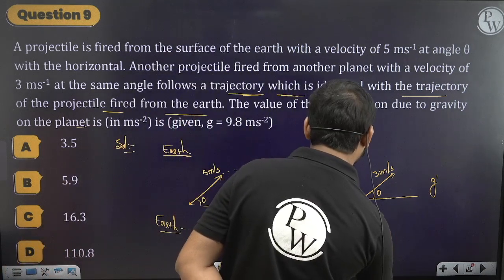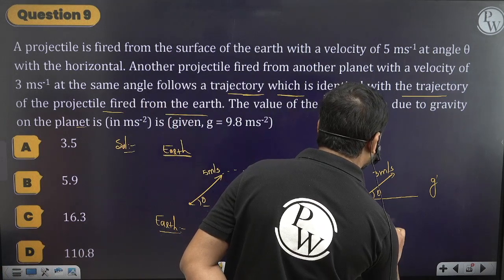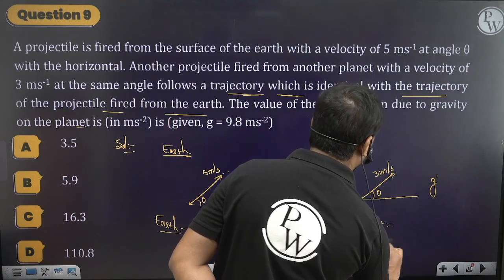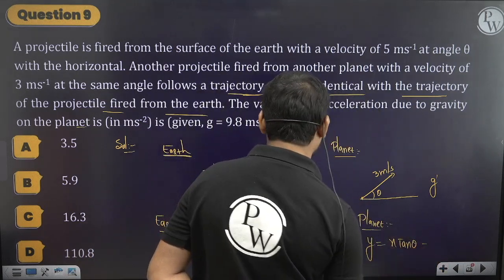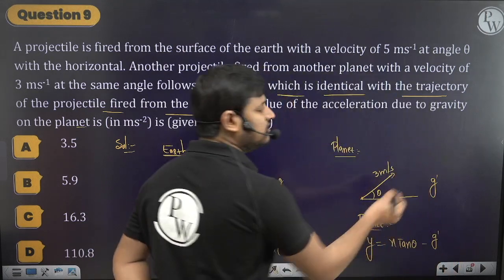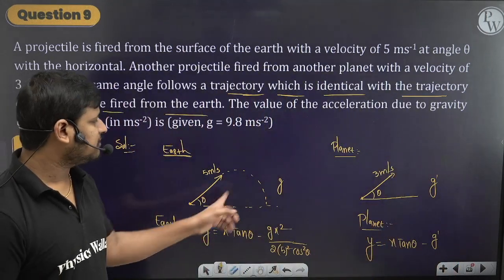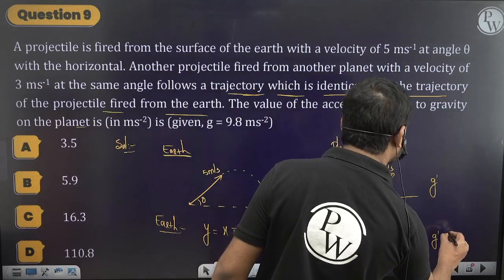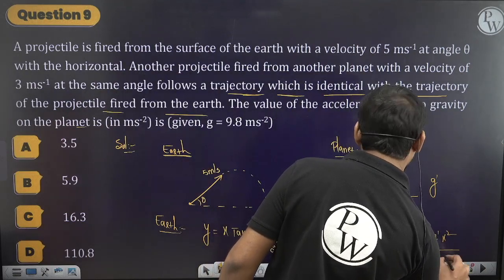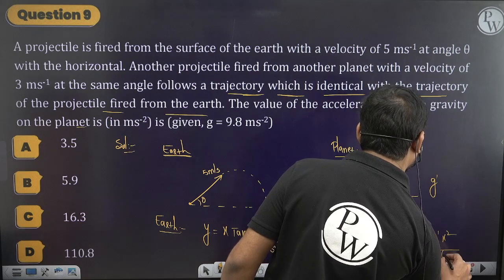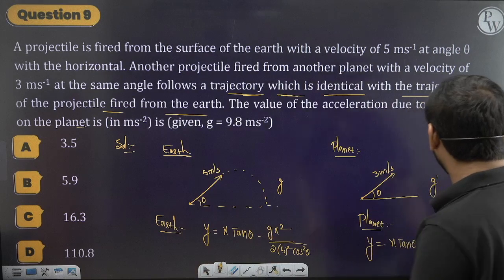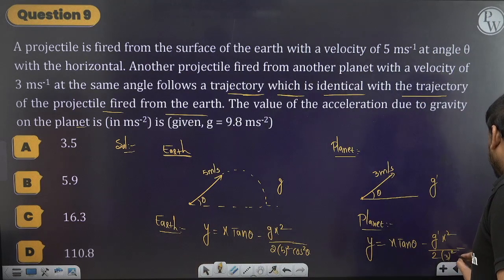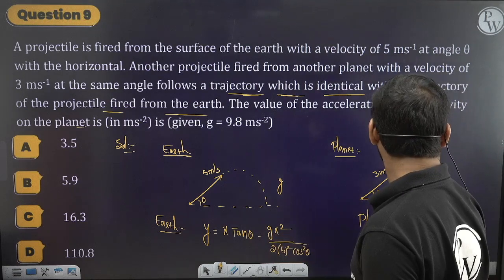So the theta is same. On the planet, y is equal to x tan theta minus g dash x square by 2 into, not 5, here it is 2 into 3 whole square, cos square theta, since the angle is same. Let's consider the new acceleration due to gravity on the planet is g dash. They are saying these two are equal. So now let's equate those two.